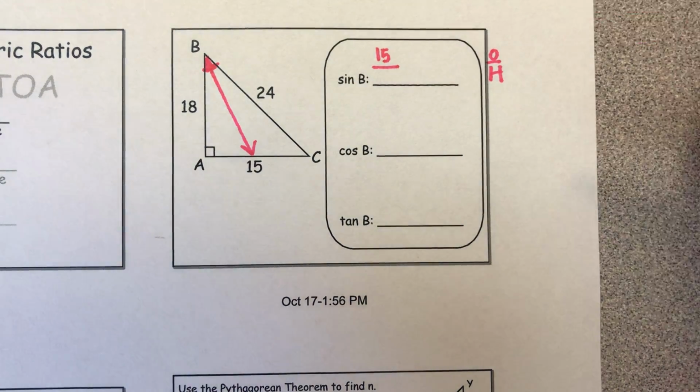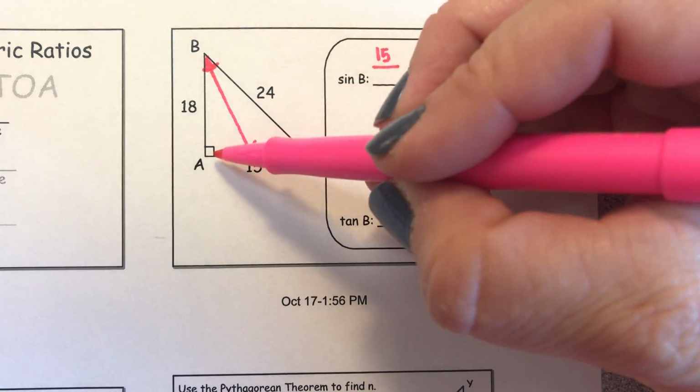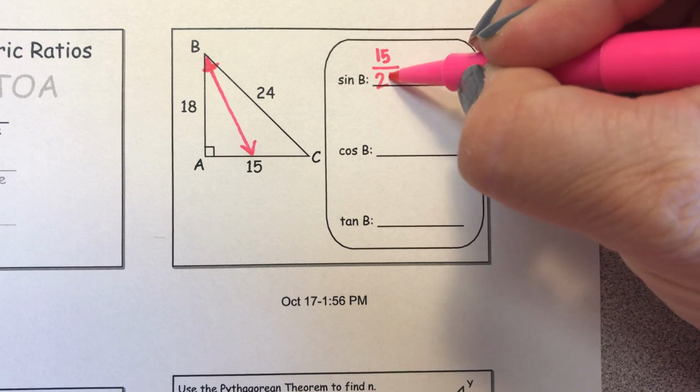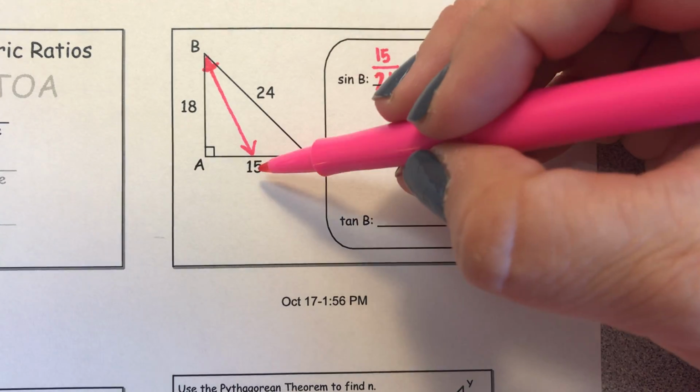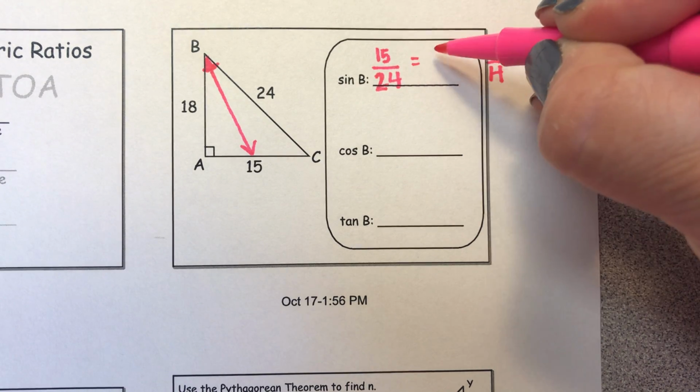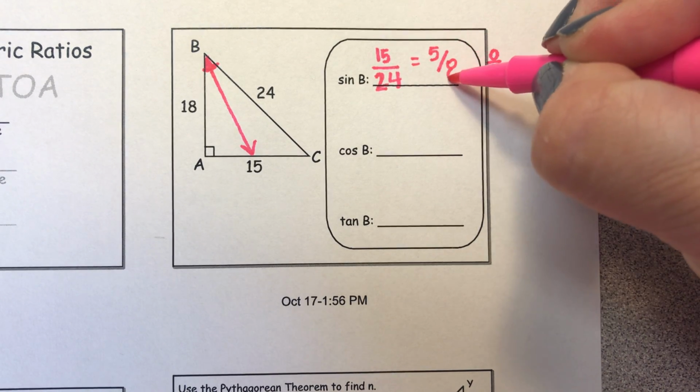And all of these are going to be right triangles. So this slanted side right here, the longest side, would be the hypotenuse. So it's the side opposite over hypotenuse. And then we're going to write that in simplest form, which is 5 over 8.